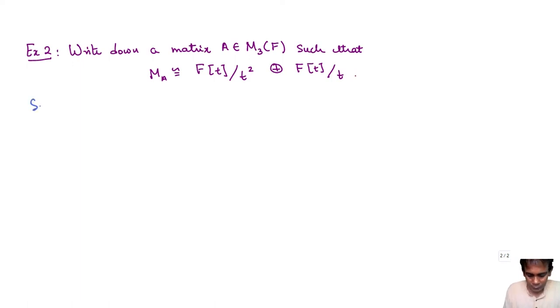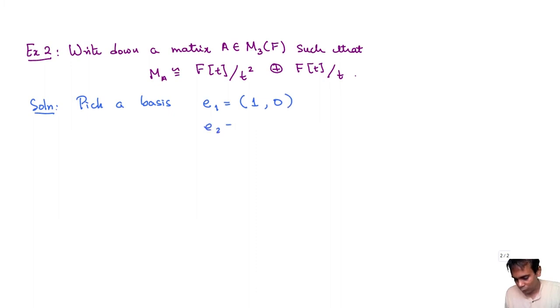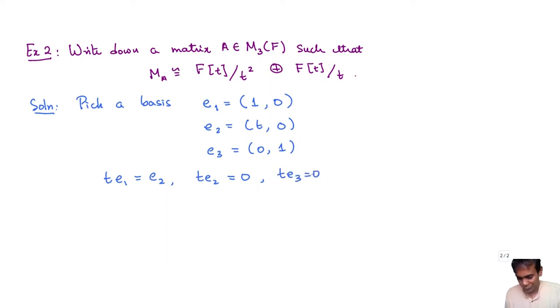Again, to solve this, we have to pick a basis. There are two summands here. I'll take firstly e1 to be the 1 from the first summand and 0 in the second summand, e2 to be T from the first summand and 0 from the second summand. T squared in the first summand is 0, so I can stop here. That's two dimensional. And for the second summand, I'll just take e3 to be 0, 1. Then let's figure out how T acts on these basis vectors. T e1 is e2. T e2 is T squared, so that's 0. And T e3 is also 0. So the matrix A is just 0, 1, 0, 0, 0, 0, 0, 0, 0. That's it.